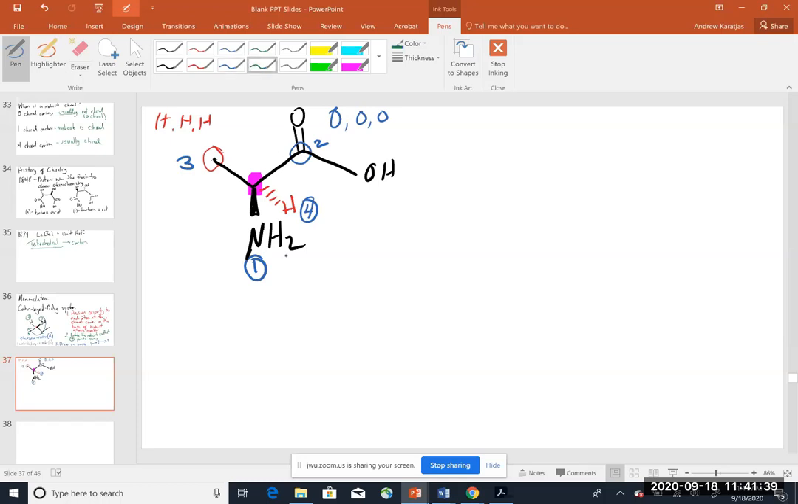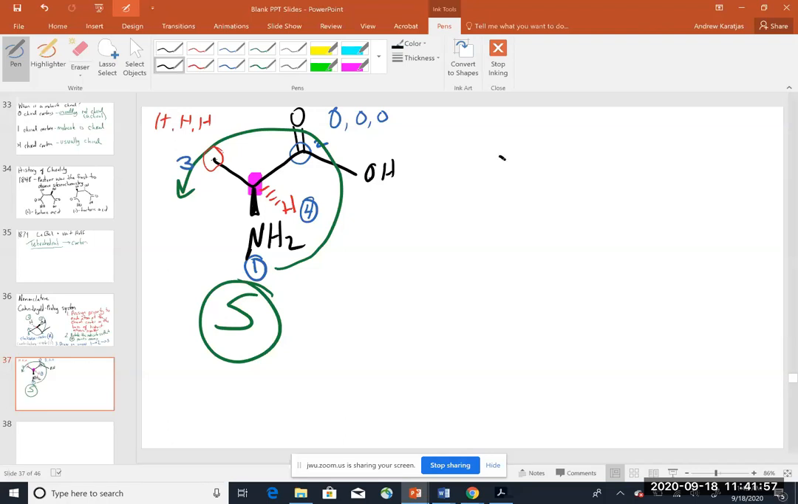So we have 2 here and 3 here. So now we can draw our arrow. 1, 2, 3. That's going counterclockwise. And so we would define this as S. So what about the other isomer for alanine? What would it look like? Well, we would just need to invert the direction of one of the groups, which now gives us this molecule. The priorities are all still going to be the same. But now that hydrogen is pointing toward us.